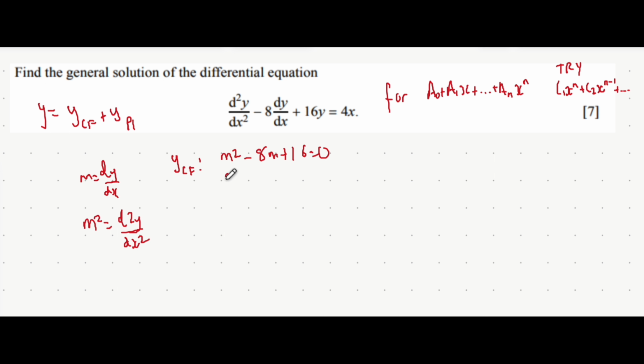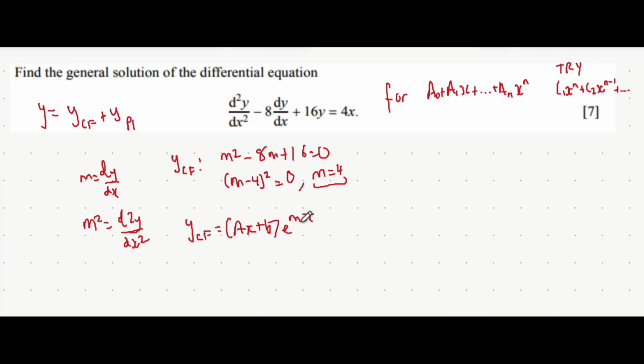Now, when you're solving this, you actually end up with complete the square form, but you end up with m minus 4 all squared equals 0, in which case there's only one solution, m equals 4, and this is what we call a repeated root. Now, where there's a repeated root, we say that the complementary function is in the form ax plus b, all multiplied by e all to the power of mx.